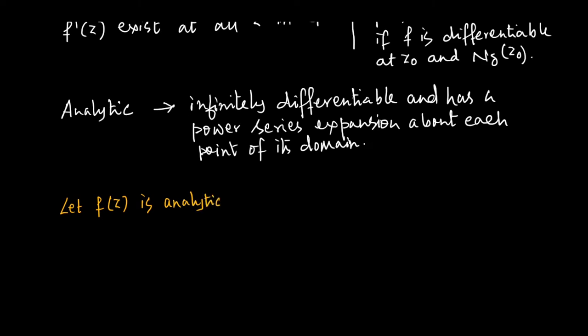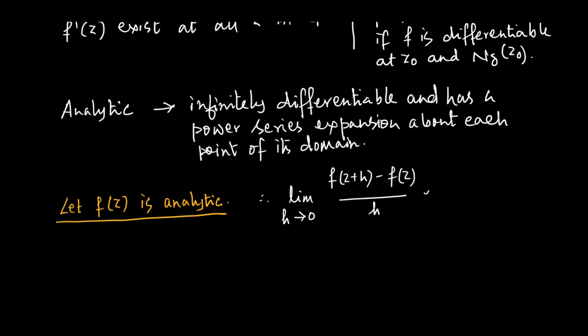This is my supposition. Let f(z) be analytic. Therefore, what will happen? Therefore, the limit as h approaches 0 of [f(z+h) - f(z)] divided by h exists.